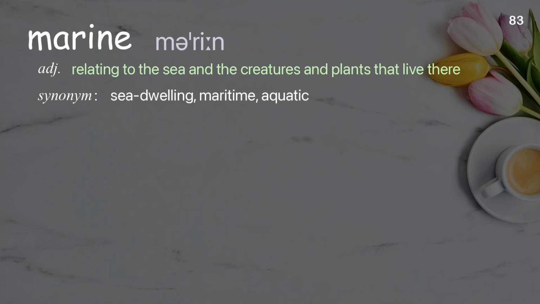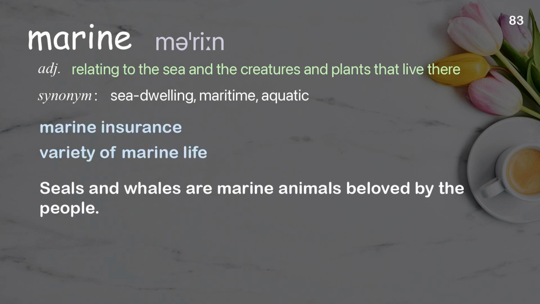Marine. Relating to the sea and the creatures and plants that live there. Examples: Marine insurance. Variety of marine life. Seals and whales are marine animals beloved by the people.